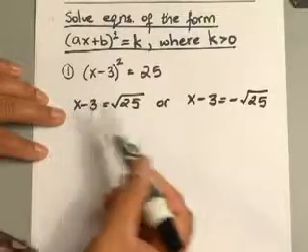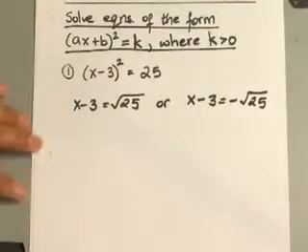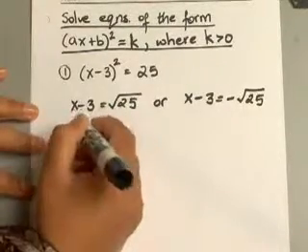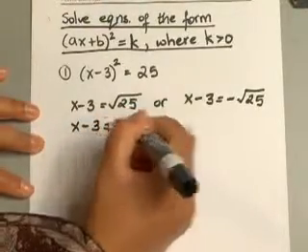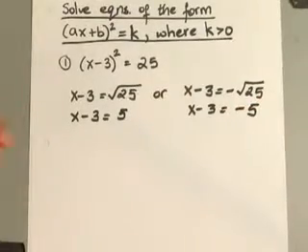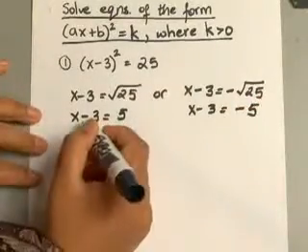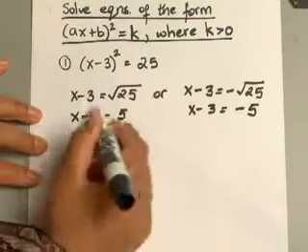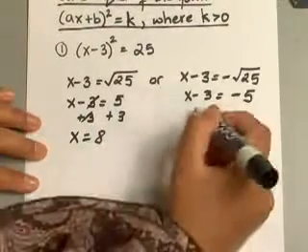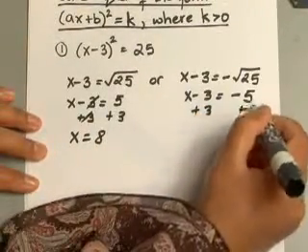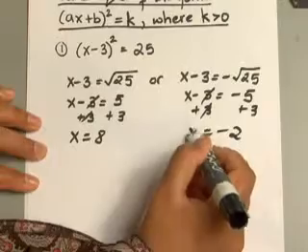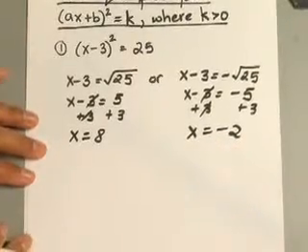The only difference here is now you have a binomial term x minus 3 on your left hand side instead of just simple x. So we know square root of 25 is 5. So go ahead and simplify that. And now all you need to do is find your x value. So of course we'll go ahead and move our 3 over to the other side, and you will end up with x equals 8. And let's see what happens on the other side. Again, go ahead and move your 3, and you will end up with negative 5 plus 3, which will give you x equals negative 2.